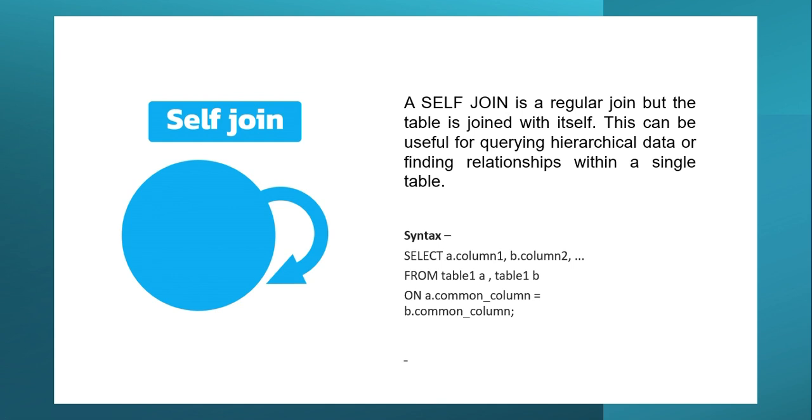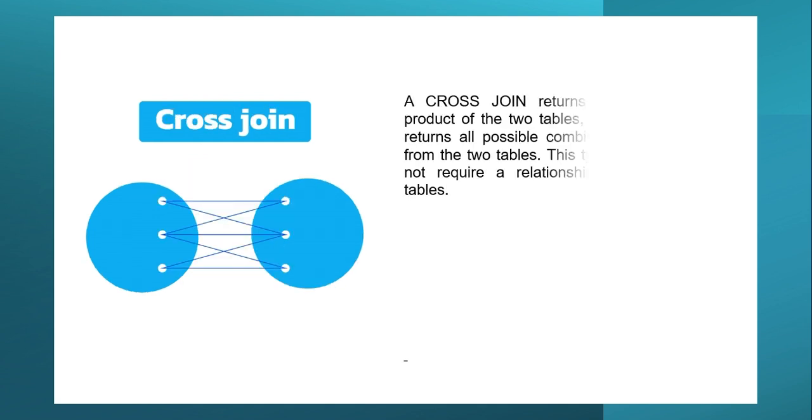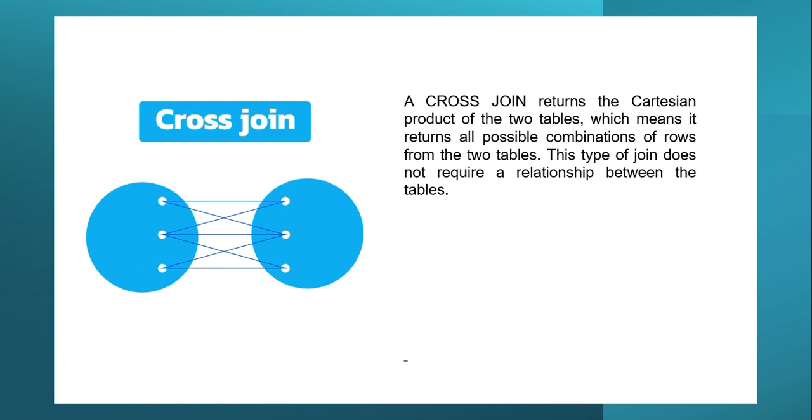Now the next type of join, which is the last type of join, is our cross join. In the cross join, it returns the Cartesian product of the two tables, which means it returns all the possible combinations of rows from the two tables. This type of join does not require a relationship between the tables, and it can be joined even without holding any kind of relationship. So let's understand the syntax of cross join here. We can simply write table 1 cross join table 2. So I hope this is clear.